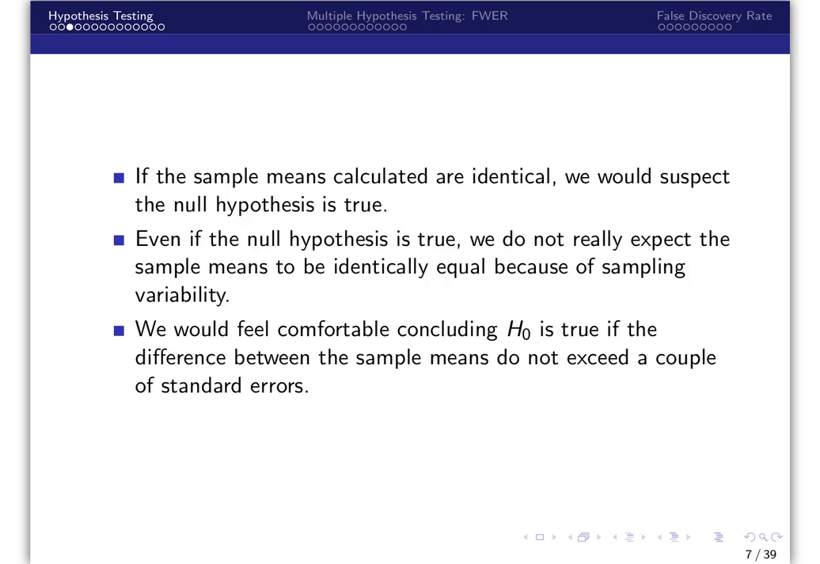When judging whether the data are compatible with the null hypothesis, obviously if the sample means are calculated and found to be identical, we would suspect that the null hypothesis is true. However, even if the null hypothesis is true, we do not really expect the sample means to be identically equal because we expect there to be some variability due to sampling. We would feel comfortable concluding that the null hypothesis is true if the difference between the two sample means does not exceed a couple of standard errors, because that can happen by chance alone.